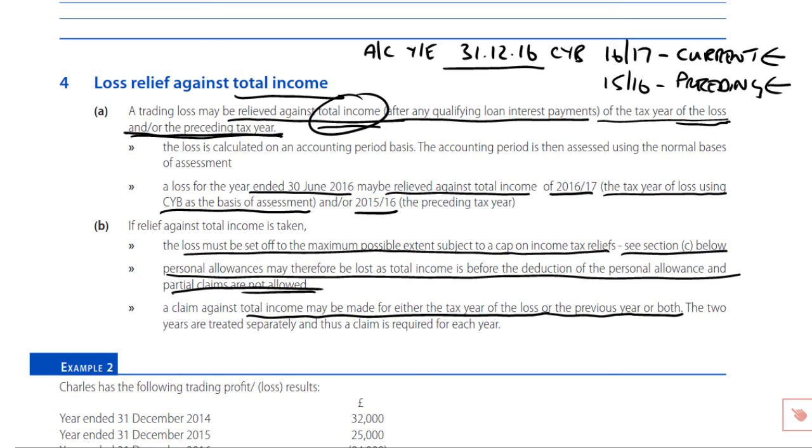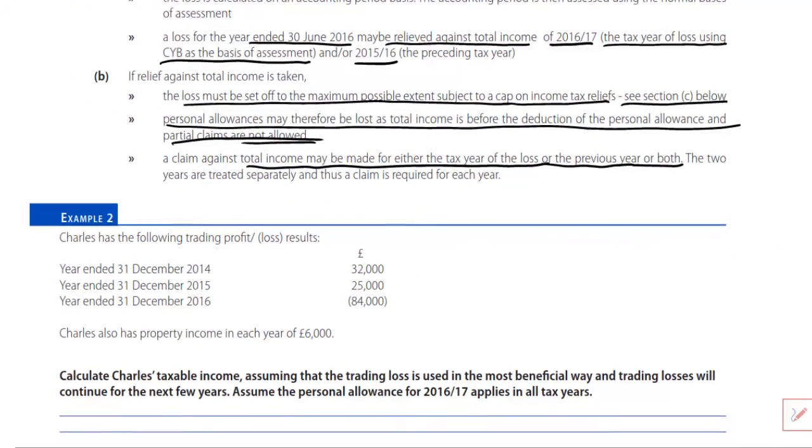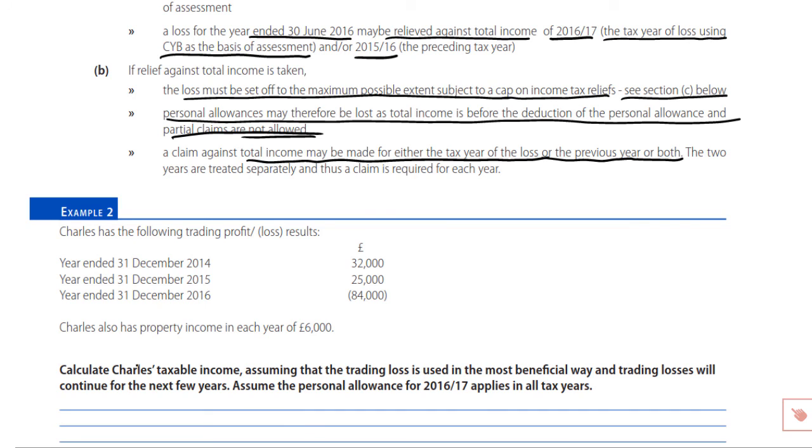Right, now as you'll see, we've then got a little example coming up where it requires us to calculate our hero Charles's taxable income, assuming that the trading loss is used in the most beneficial way and trading losses will continue for the next few years. That means that little benefit is going to be achieved from carrying forward that loss. Certainly no benefit in the short term, as there'll just be more losses sustained. That would therefore encourage us to use losses sooner rather than later.